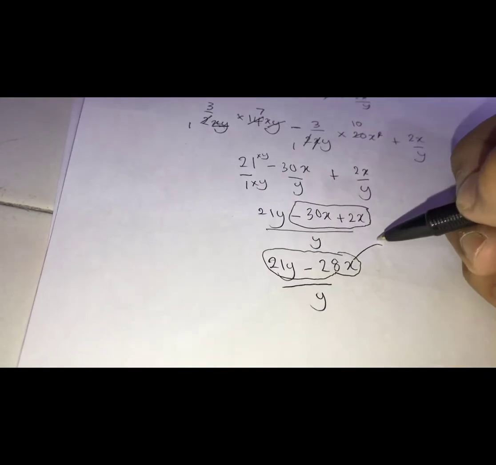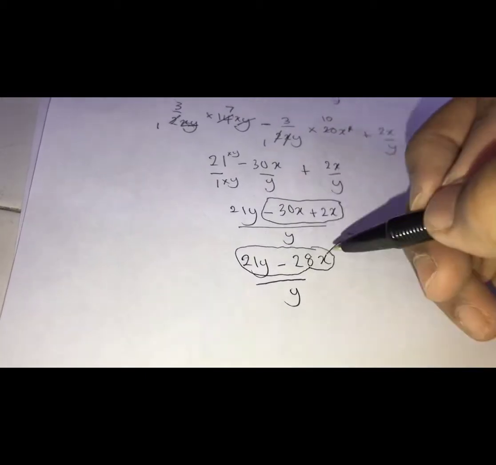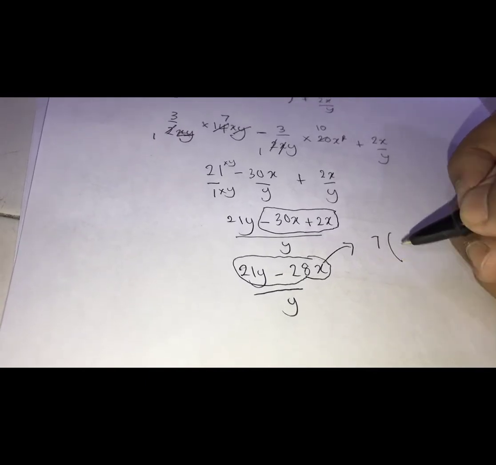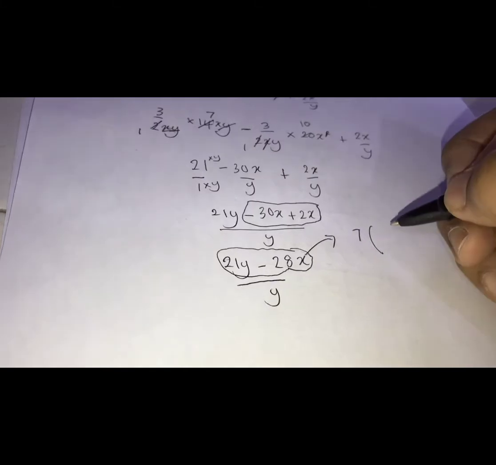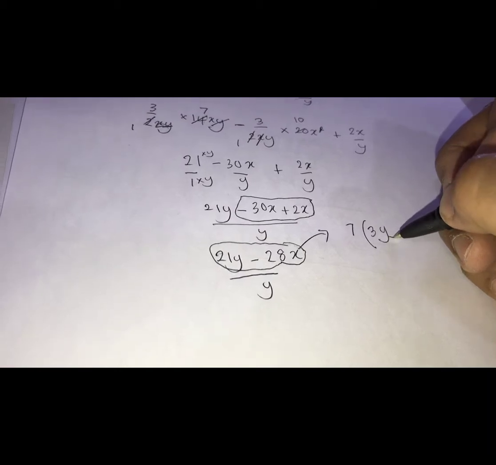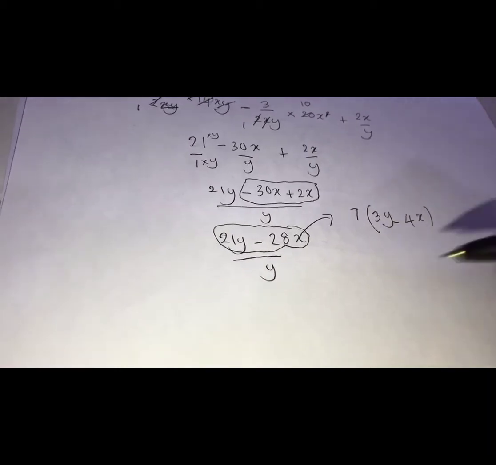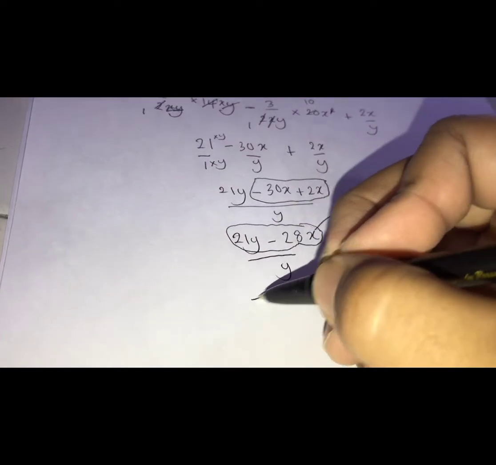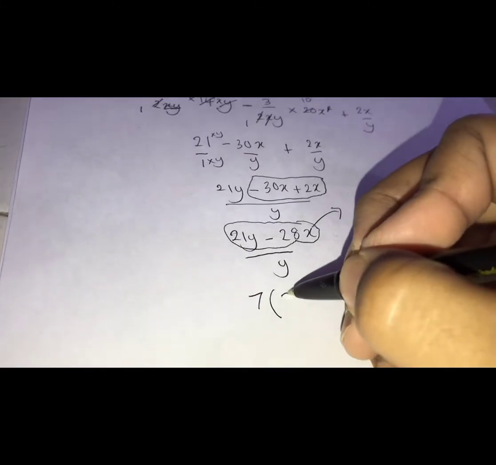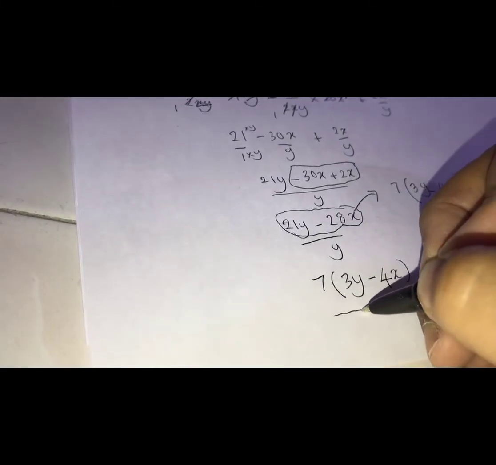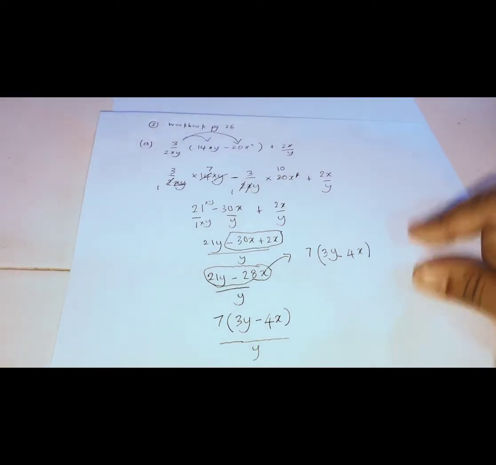Using the HCF method, because you know the common factor for this 21 and 28 equals 7. So you write 7 outside, and then 7 times what? You get 21. So 7 times 3y. 7 times what you get 28, negative 4x, right? So you can write 21y minus 28x in the form of factorization: 7 times 3y minus 4x over y. This one is your final answer for question A.